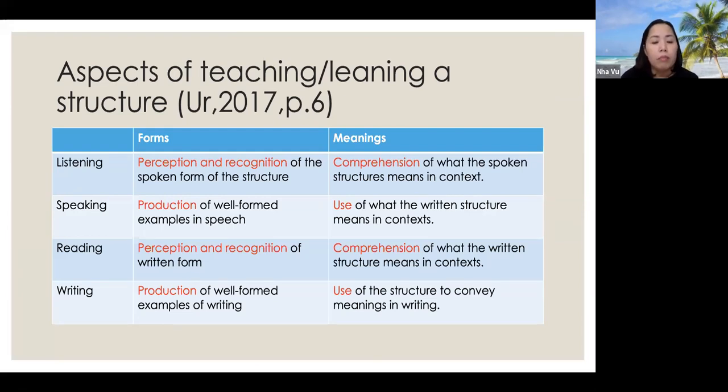And for speaking and writing, the form that we need here is production of a well-formed example in speech or a well-formed example of writing. So when it goes into speaking and writing, they also have to produce well-formed language. It is not mistakes here, but well-formed. And it means that they can use the structure and the rule to make that kind of grammatical structure to convey the meaning that they want.